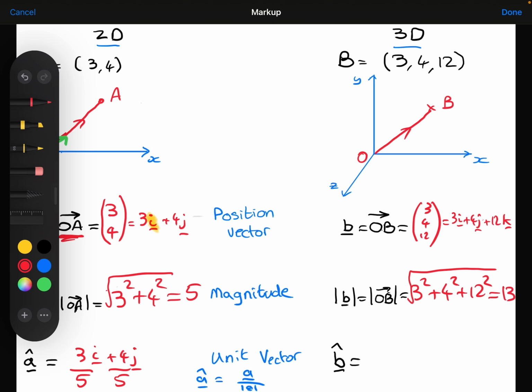And again, to work out a unit vector in the direction of B, I would take the vector B, the 3i plus 4j plus 12k, and divide it by 13, the magnitude. And there we go. So that is the position vector, the magnitude, and unit vectors.